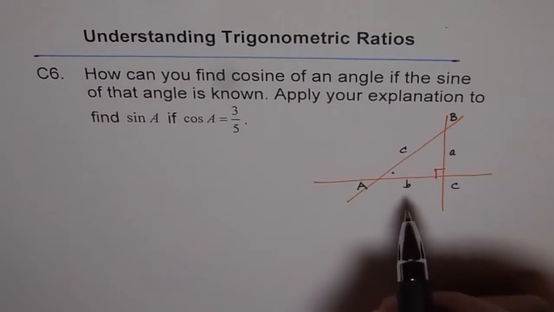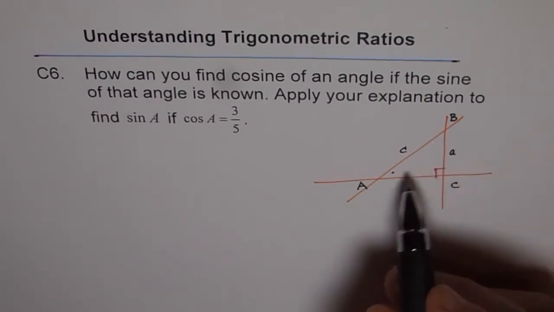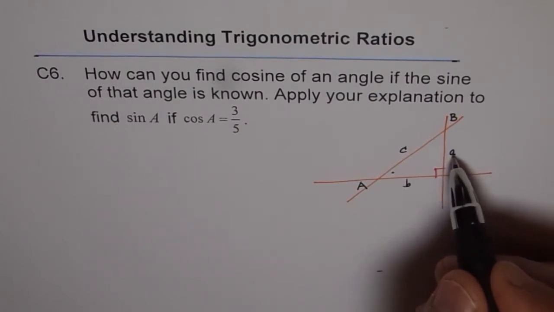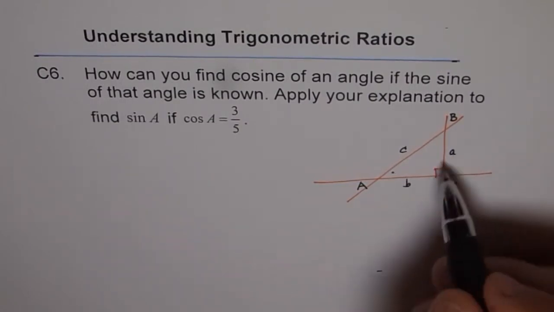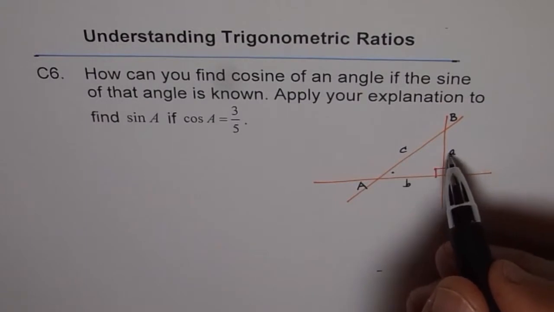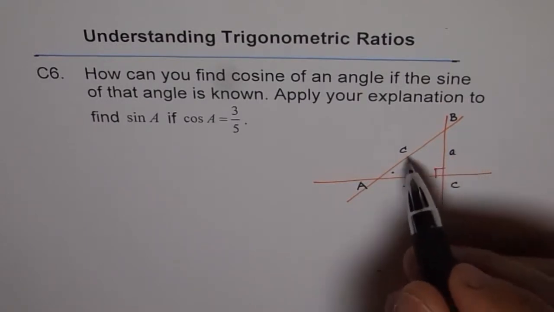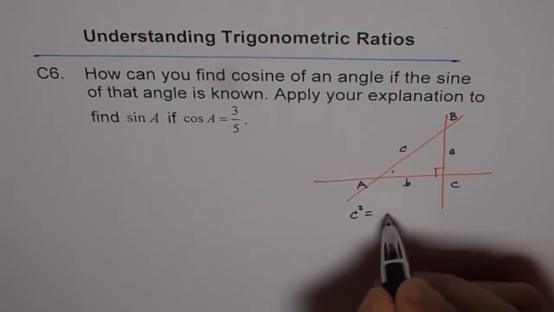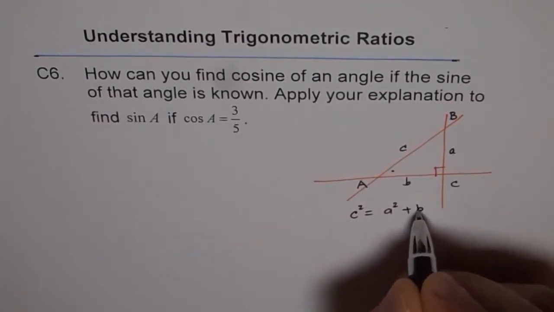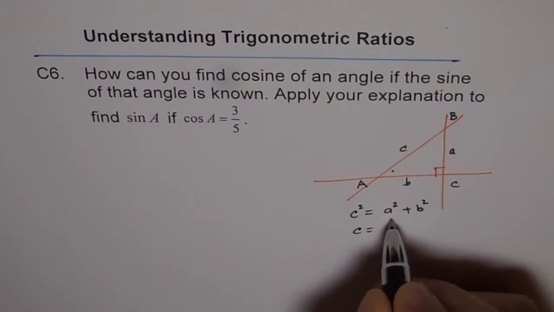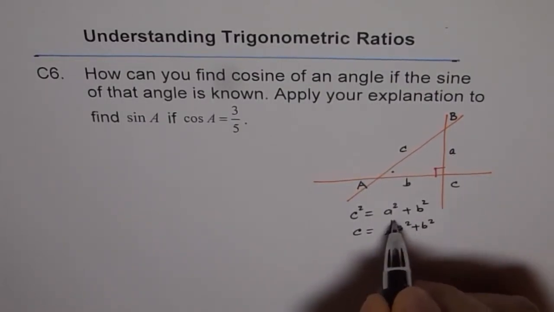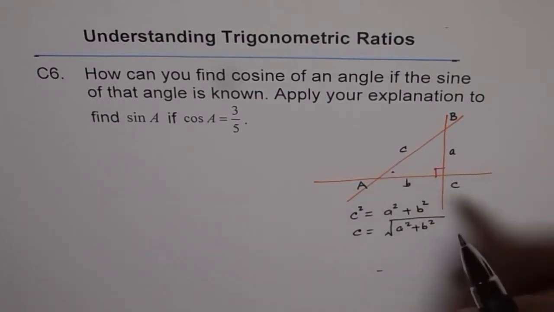Now in general, let us say we know sine of A. So if you know sine of A, that means you know the ratio A and B, right? You know A and B. Then you can use Pythagorean theorem to find C, correct? Now you know c square is equals to a square plus b square, or c is equals to square root of a square plus b square. Then you know c, right?